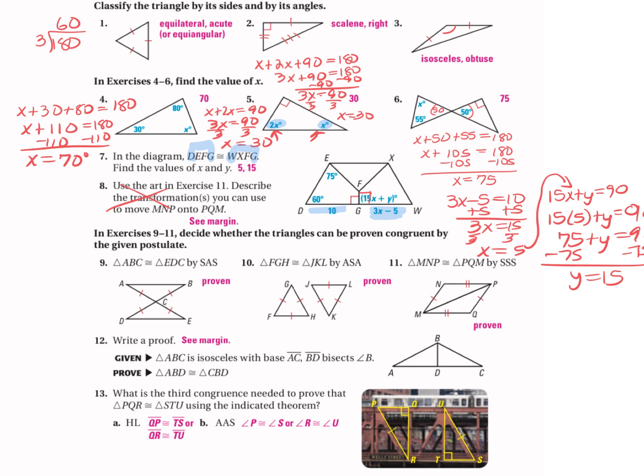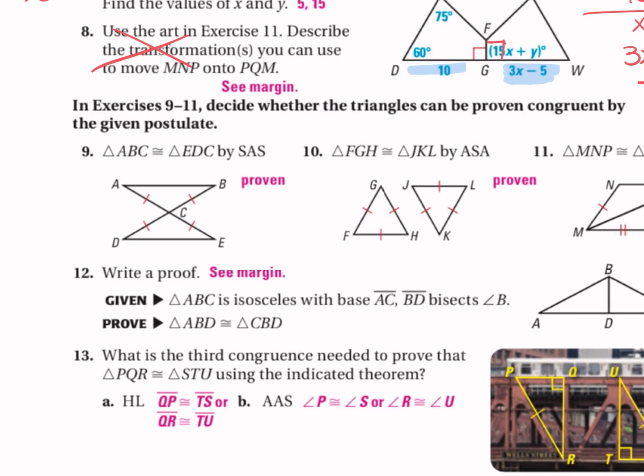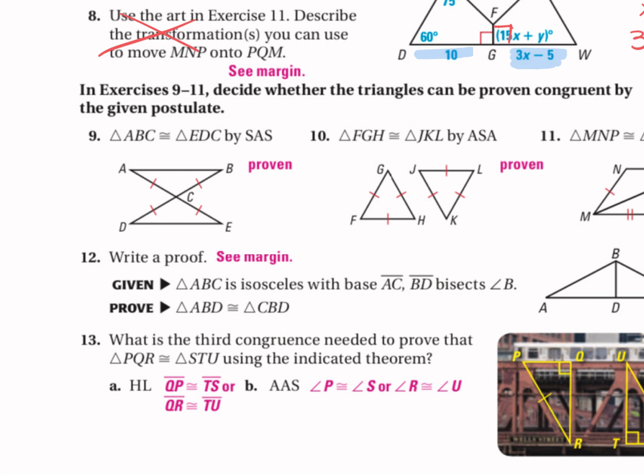Now the next one, it says decide whether the triangles can be proven by the given postulate. So in our book, they were all theorems. So remember, side, angle, side. We need two sides marked with a congruency as well as the included angle. So I can mark this included angle here because it's vertical. So I have side, angle, side on both of them. So that's why, yes, you can. It could be proven.